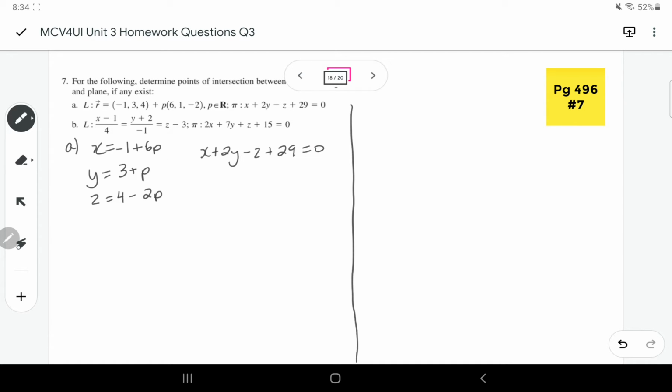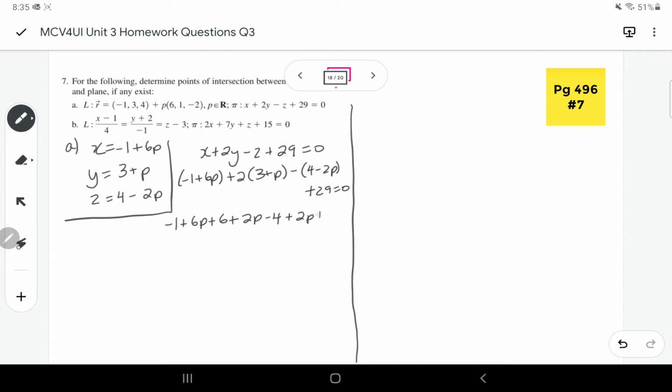And I'm going to substitute in each of the parametric equations for x, y, and z and solve for that p value. So here I have -1 plus 6p plus 2 times (3 plus p) minus (4 minus 2p) plus 29 equals 0. And then I get -1 plus 6p plus 6 plus 2p minus 4 plus 2p plus 29 equals 0.